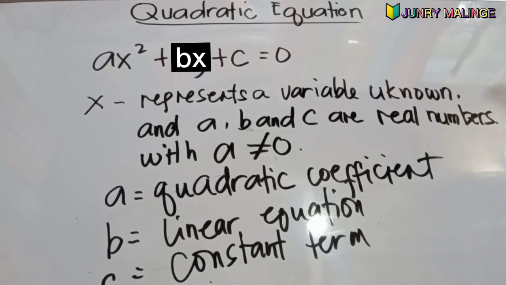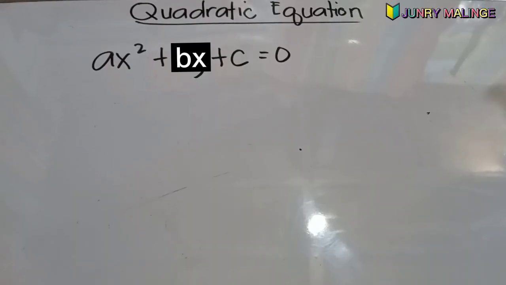Ayan, so x represents a variable and A, B, and C are real numbers with A is not equal to 0. Kasi di pwede magiging equal to 0 kasi magiging linear equation po ang ating problem. Alright, so A is the quadratic coefficient, B is the linear coefficient, and C is the constant term. So, the form ax squared plus bx plus c equal 0 is the standard form of a quadratic equation.